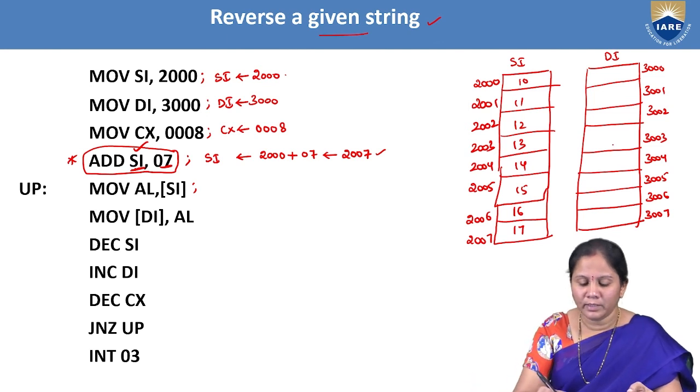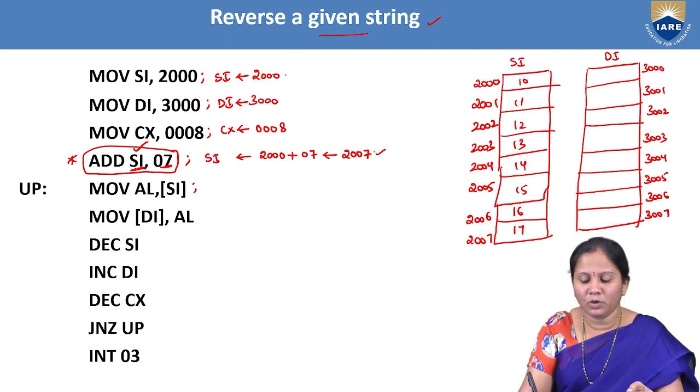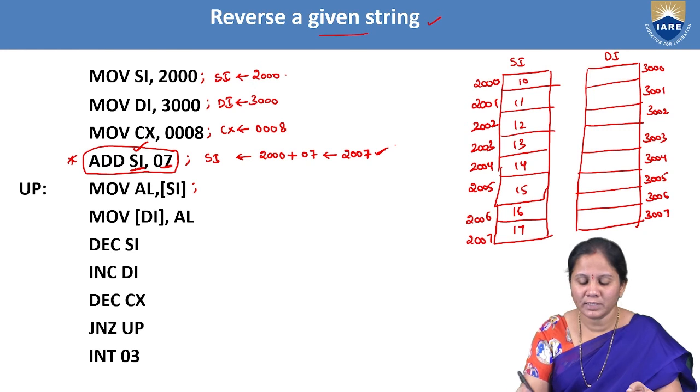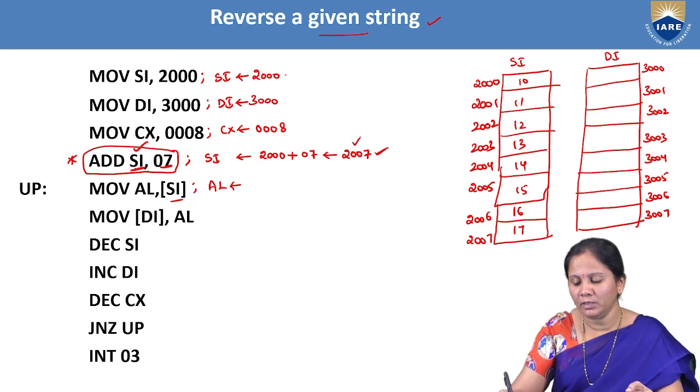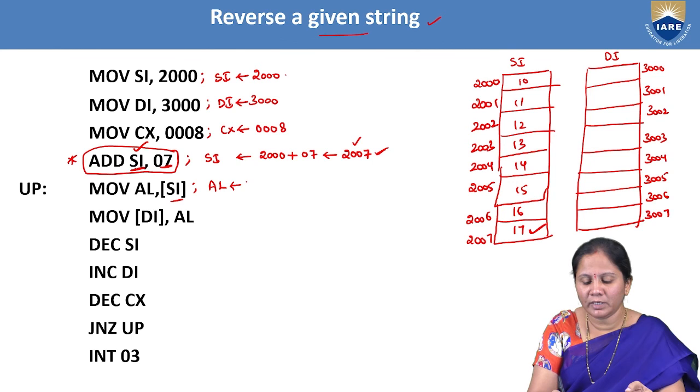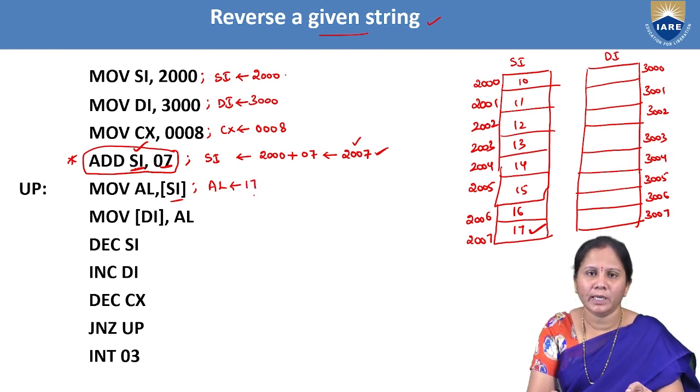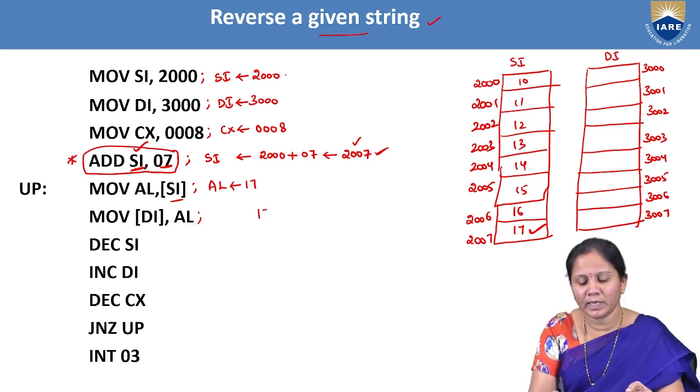Okay, and here the value of SI is now 2007. So MOV AL, [SI]. The content present in this SI location 2007 is 17. So this 17 will be moved into the AL register. And now MOV [DI], AL. So the value present in AL will be moved into the DI location.